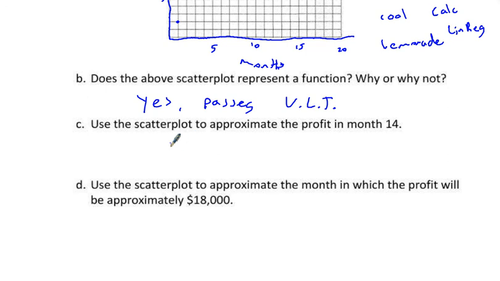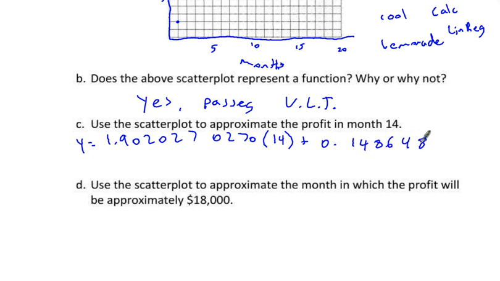and we would substitute 14 in for x if you wanted to work on that by hand. So you would say, let me pull up the equation here. y equals 1.9020270270 times 14 plus 0.148648646. And this is kind of unrounded.